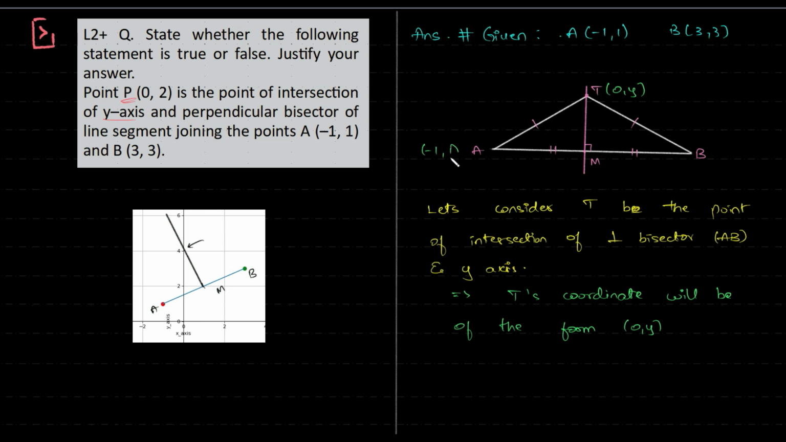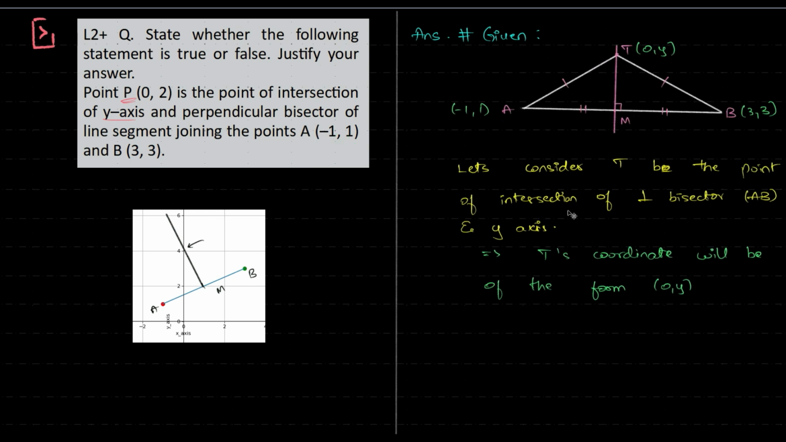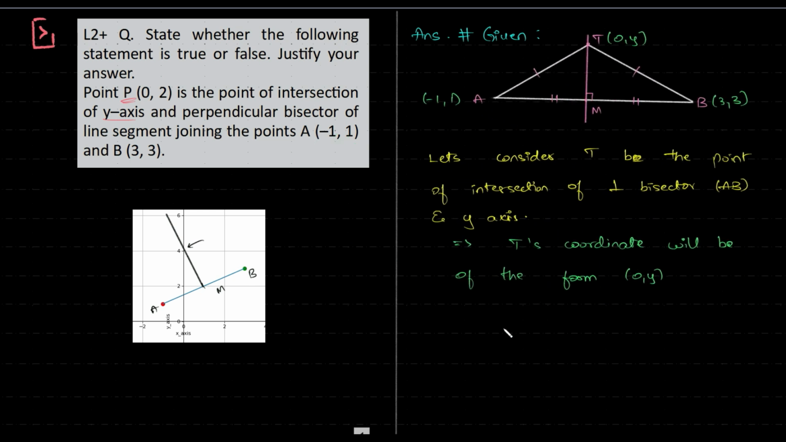And this is -1 and 1, and this is 3 and 3. So instead of given, I could have written this only. So let me shift all of this. Okay guys, that's better. And now let M be the midpoint of our line AB. And now on to solving this.